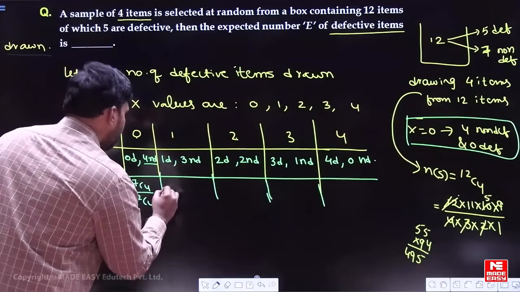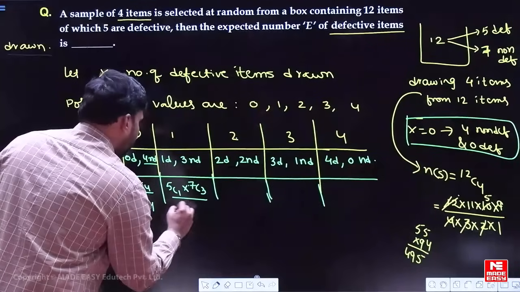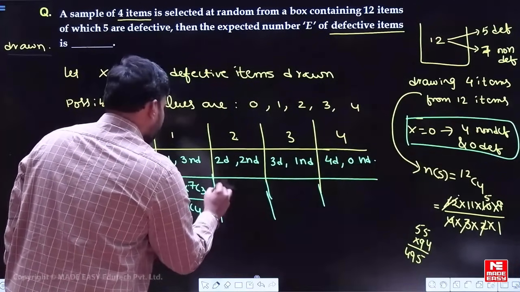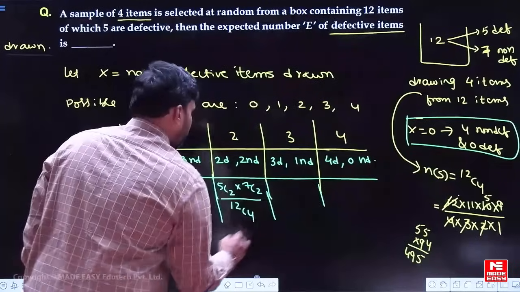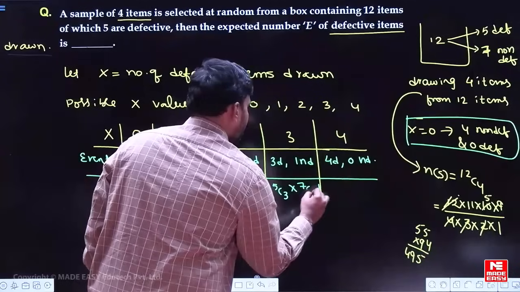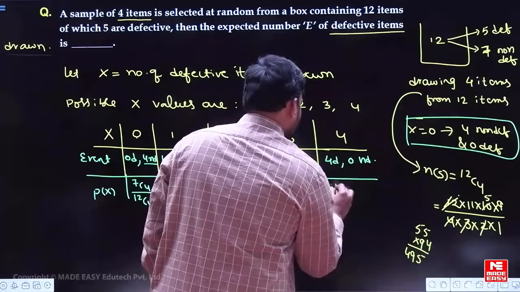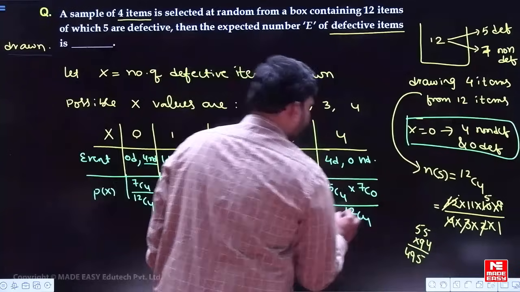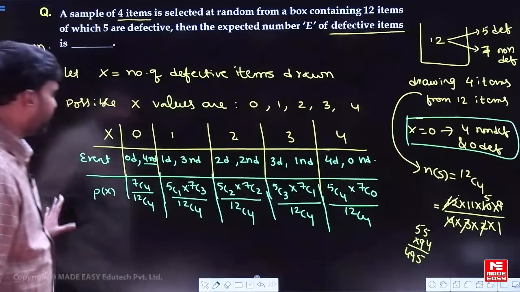Totally defective are 5. So 5C1 into 7C3 divided by 12C4. And coming to this here, it is 5C2 into 7C2 by 12C4. Then coming to this, it is 5C3 into 7C1 by 12C4. And the next one is 5C4 into 7C0 by 12C4. So these are the way you have to calculate these probabilities.